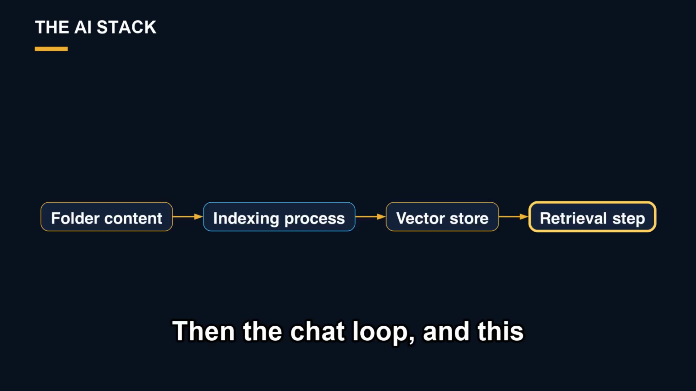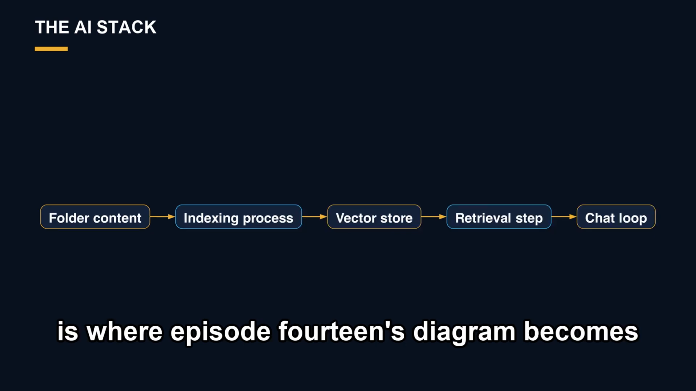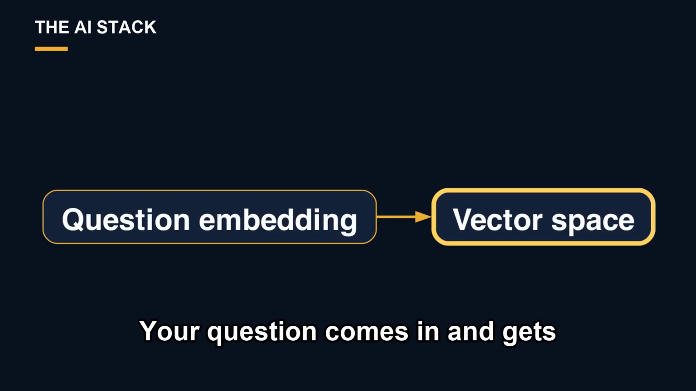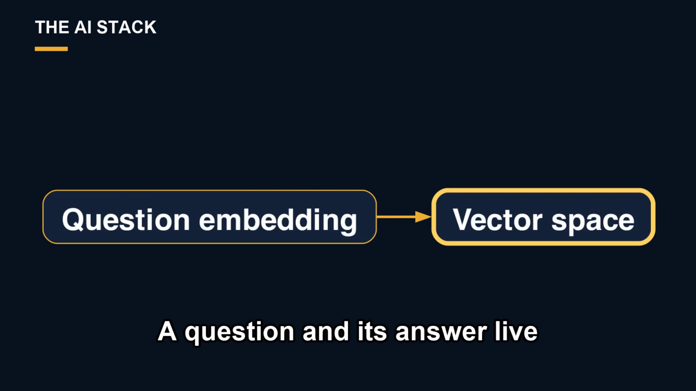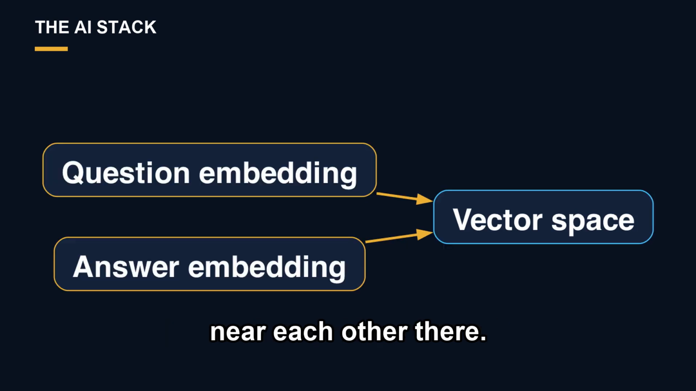Then the chat loop, and this is where episode 14's diagram becomes 20 lines of code. Your question comes in and gets embedded, same embedding model, same space. A question and its answer live near each other there. That is the entire premise of retrieval.